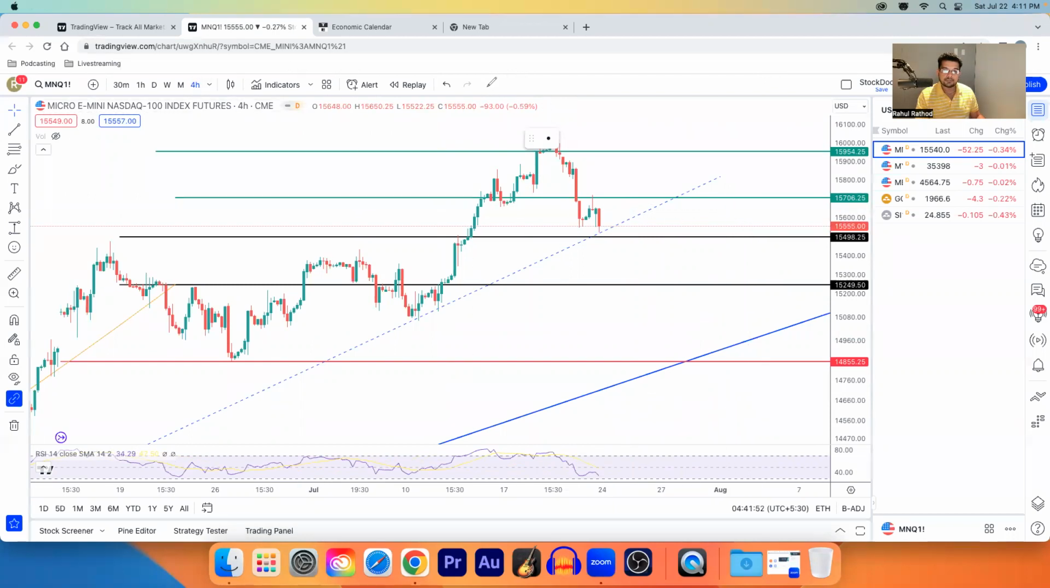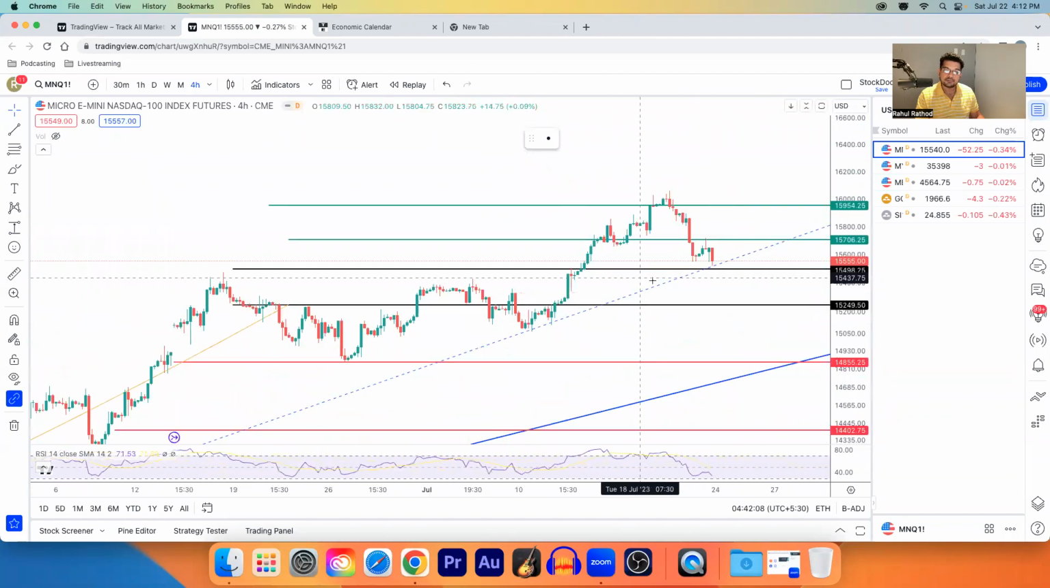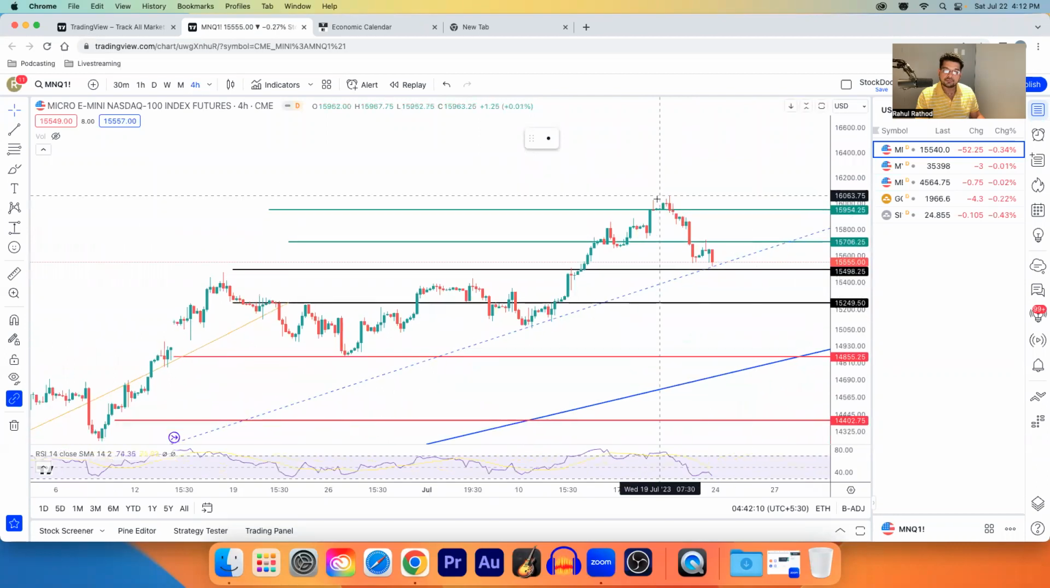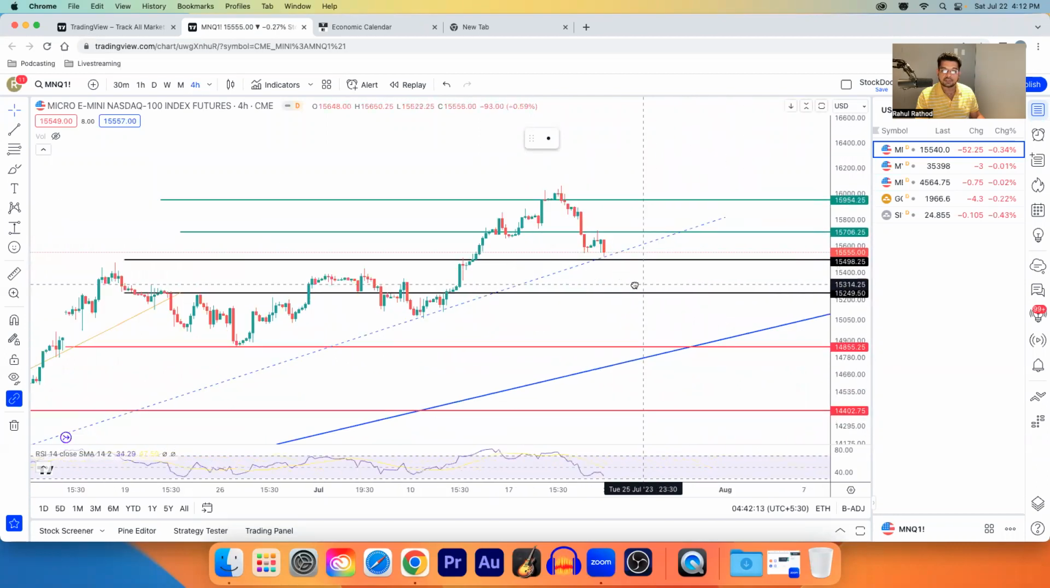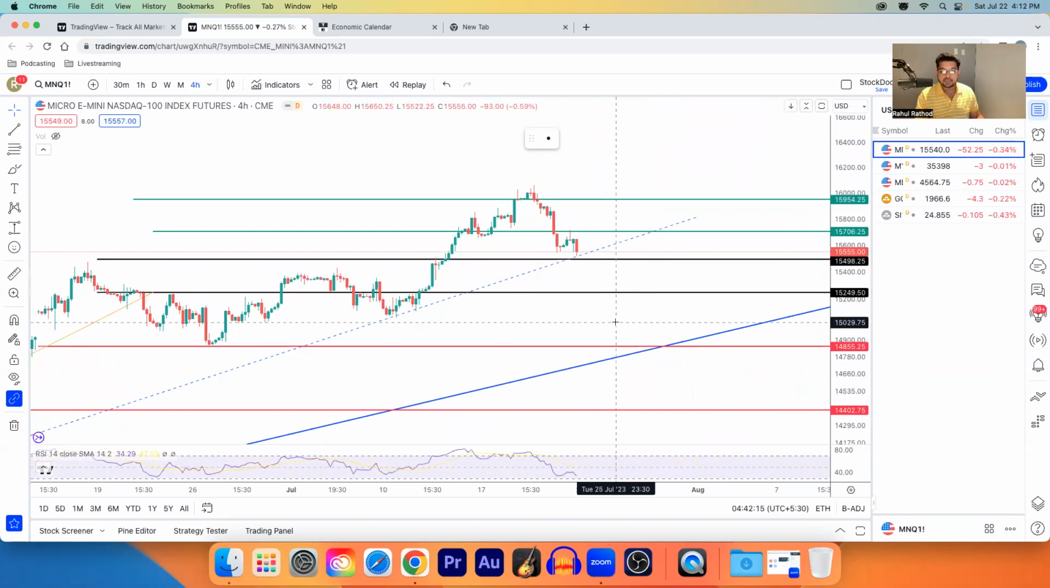So we will talk about the upper side. If it sustains above 15,500, then 15,700 and 15,950 is again possible. If it crosses 15,950, then definitely there are bigger targets coming, and I will update you guys when it crosses above 15,950, but we'll not talk about it now. On the lower side, I mentioned that if 15,250 gets breached, then 14,850 and 14,400 is possible.